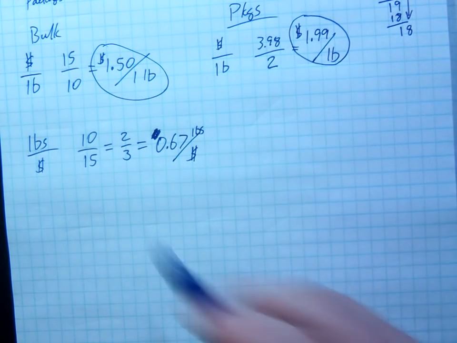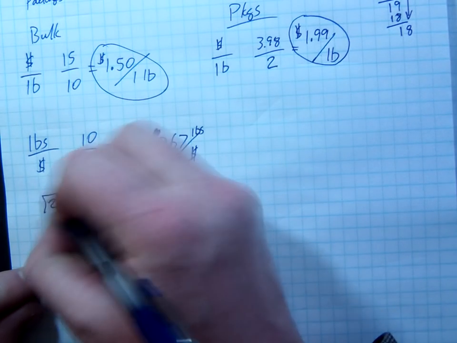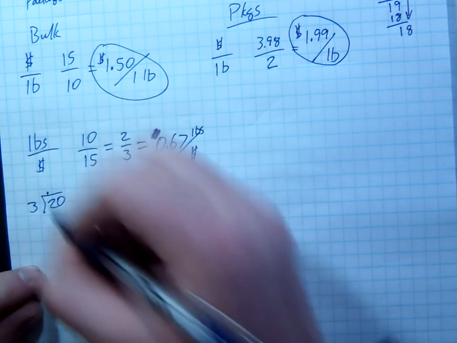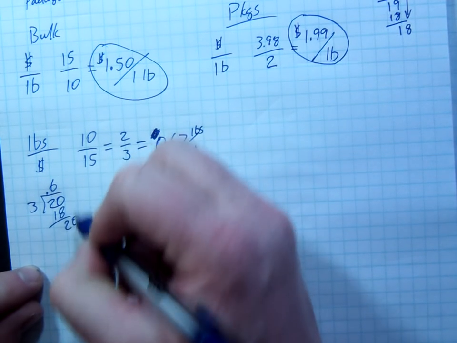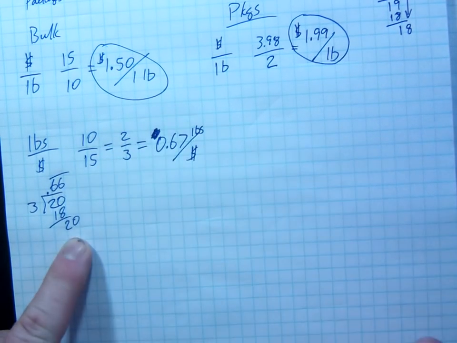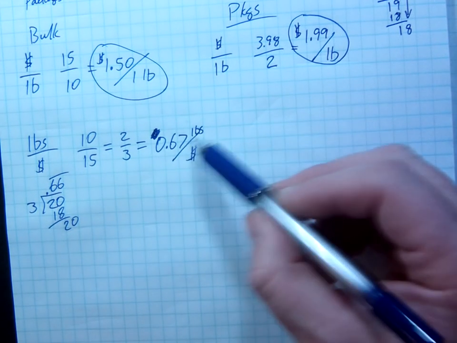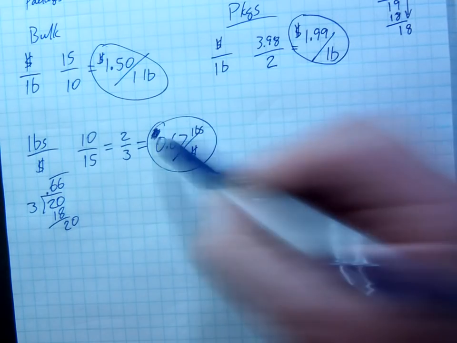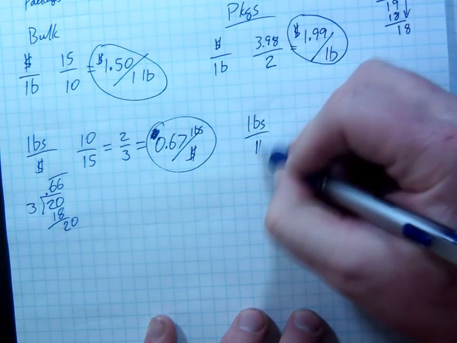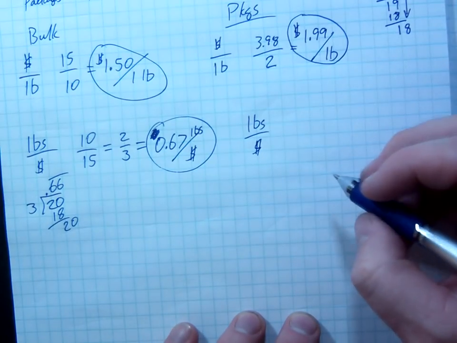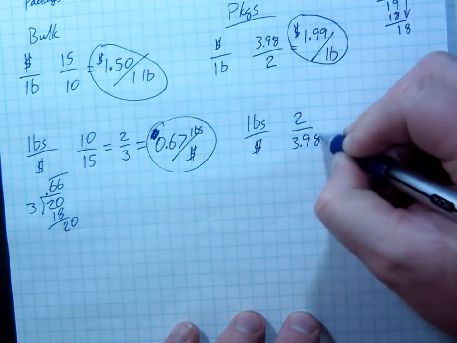If you don't remember what 2/3 was as a decimal, you could always divide 2 by 3. It doesn't fit, so you put it here, 18, difference of 2, 20, and you can see that it repeats. Okay. So in this case, the bulk, you get 0.67 pounds per dollar. Let's see how it works out with the packages. So we get pounds and dollars. So in this case, 2 pounds for $3.98.